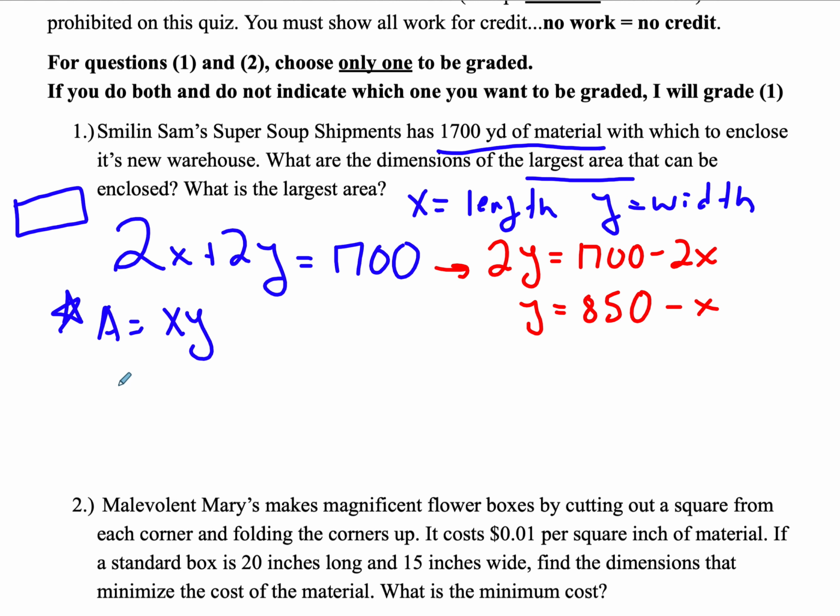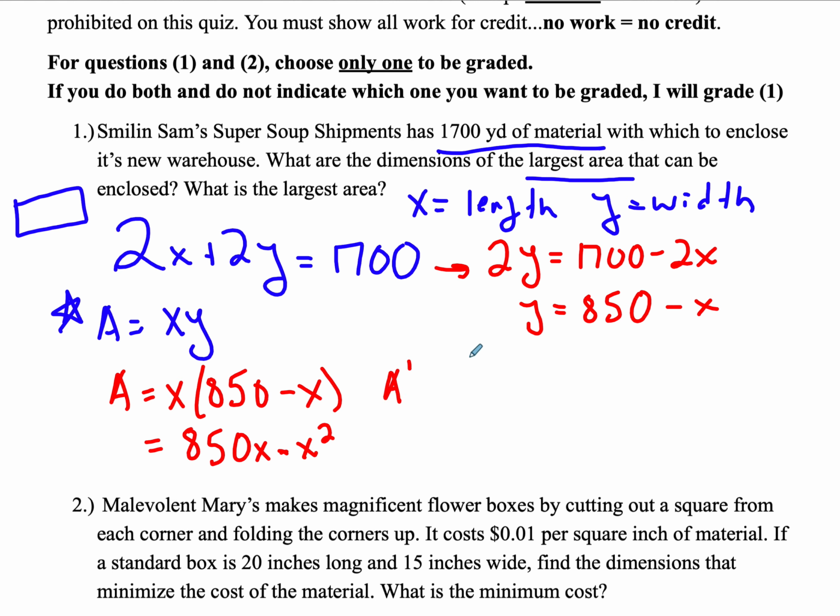All right, and now I'm going to make a direct substitution. So A is equal to x, and since this is y, instead of writing y, I'm going to write 850 minus x, because the point is to get it so there are only x's. So it's equal to 850x minus x squared. Okay. And now I'm going to take the derivative of this. So the derivative with respect to x is equal to minus 2x plus 850. I'm going to put my x's first.